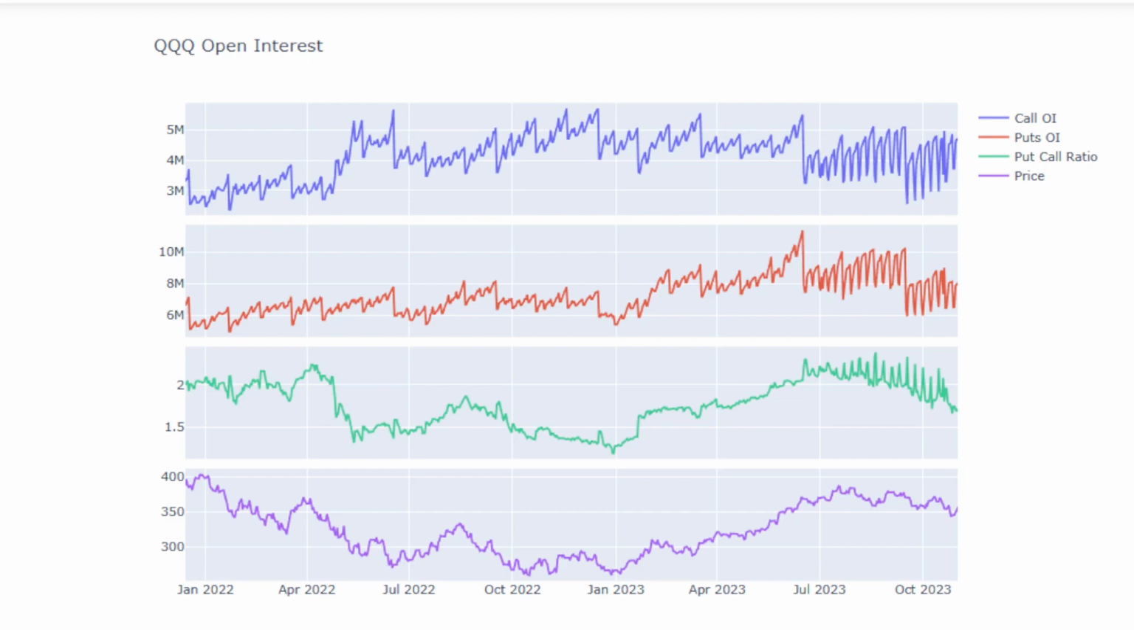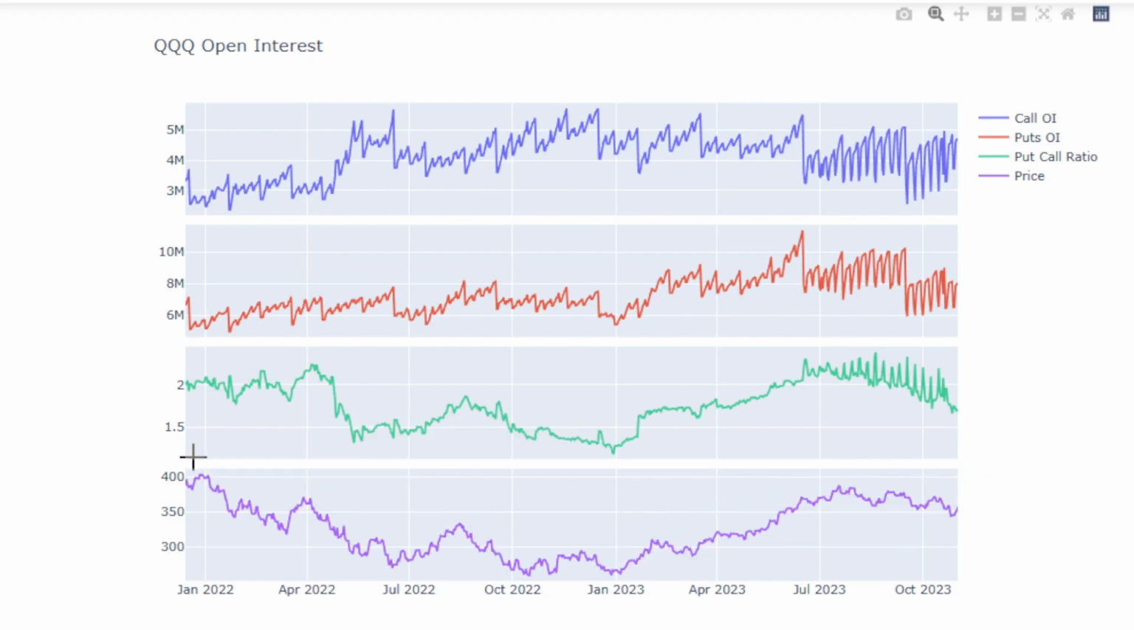This is kind of the information we ended off with last time. So we've got on the top, this is the call open interest. Then we have our put open interest. Then we have the ratio, so basically dividing our puts by our calls. And then we compare that to our price.